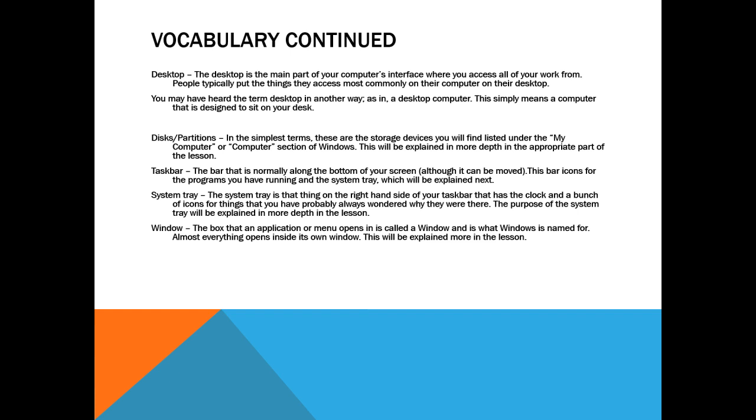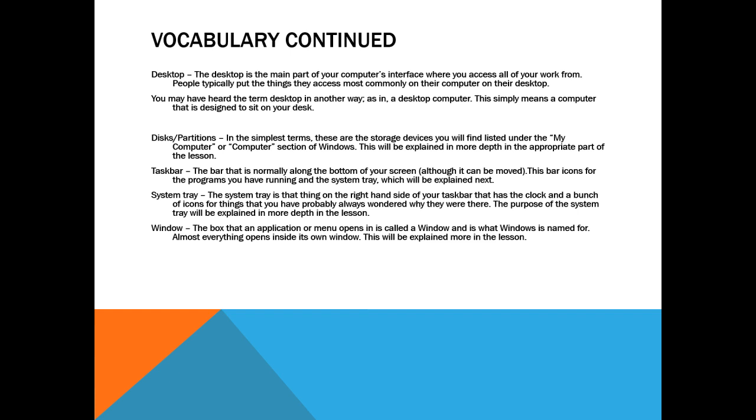So the system tray is the thing on the right hand side of the taskbar. It's got your clock and a bunch of other icons that you've probably always wondered what they were, why they're there, and what they do. Well, as I said before, the system tray will be covered in its own section.